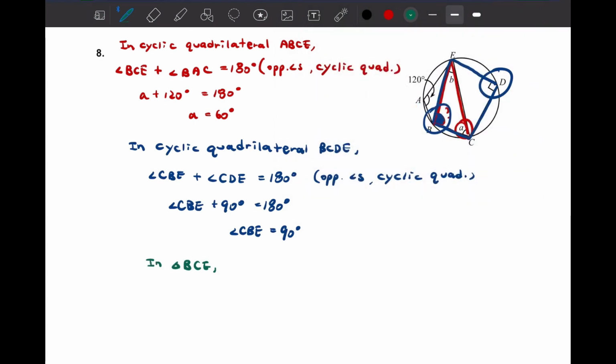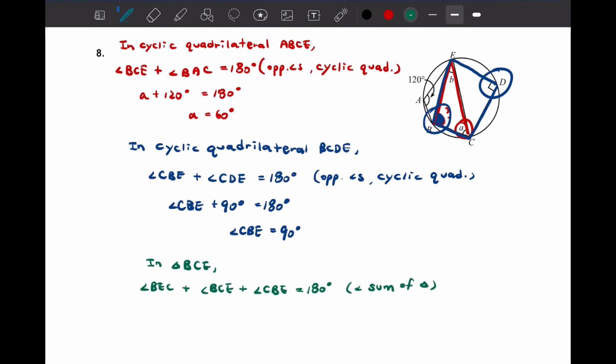In triangle BCE. Okay, so we always write this out so that we know which one we're talking about, especially when you have complex shapes, many lines, many triangles, or many quadrilaterals inside one shape. Then you know which one you're talking about. You won't confuse yourself as well.